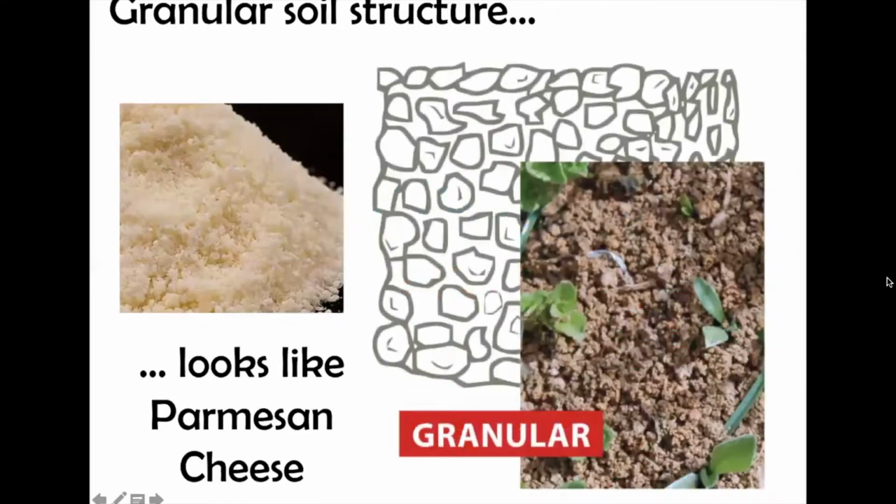So now we're going to look at the different kinds of soil structure that you guys need to be able to identify. The first soil structure on the list is granular soil structure. It almost looks like Parmesan cheese. It has those different soil aggregates that are very crumby and cheese-like. Granular soil structure is the best for farmland. This type of soil structure has a lot of pores, and it is great in gardening.